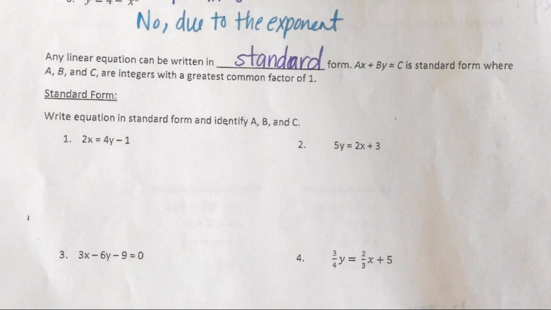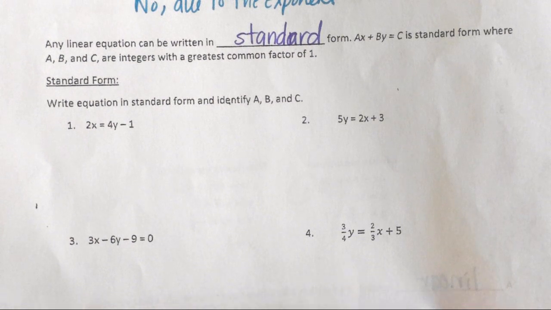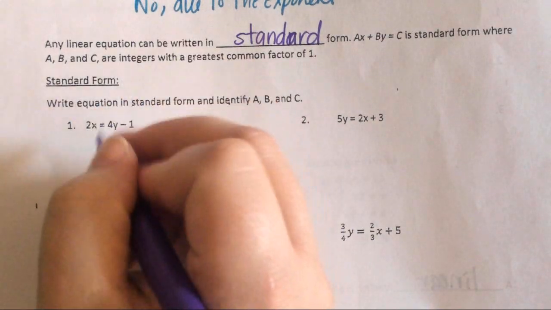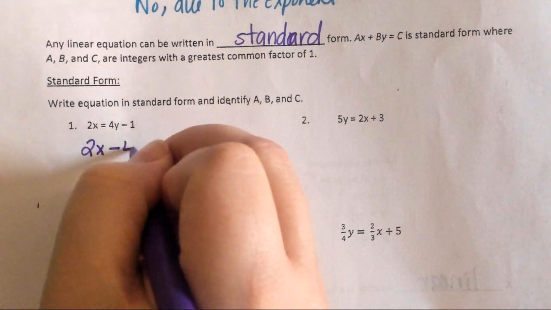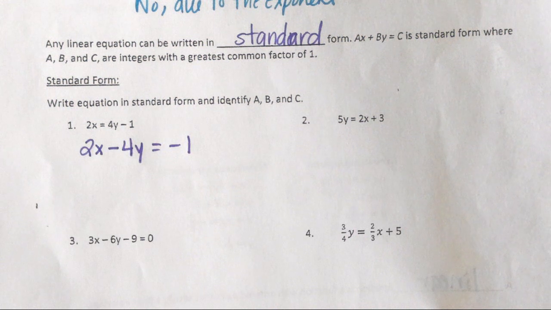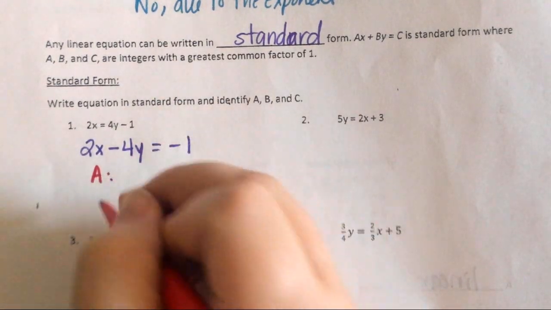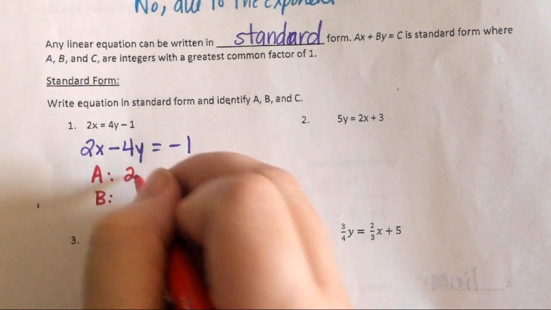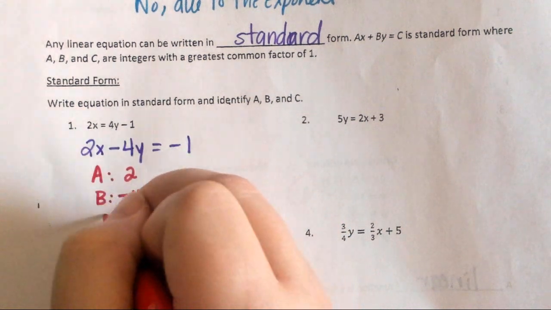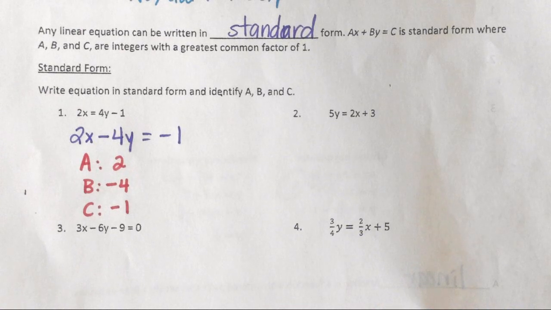Okay, so the first thing we probably need to do is rearrange our equation so it looks like ax, by, c. So I need to move that 4y over. So I'm going to have 2x minus 4y equals negative 1. If you need to actually show yourself the step where we subtracted 4y from both sides, you can. If we do this, my a is 2, my b is negative 4, and my c is negative 1. Are there any questions about that?